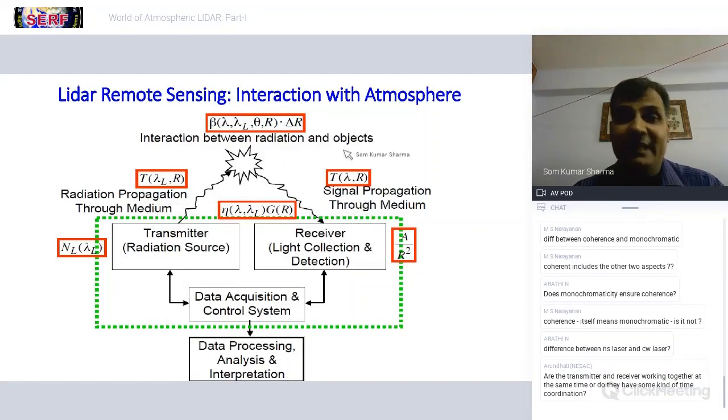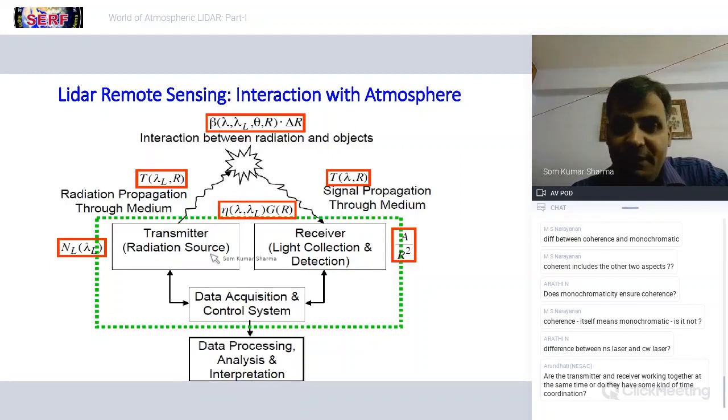So how is the science there? This is the property of the material available, or composition of the atmosphere: nitrogen, oxygen, aerosols. That beta is different. Scattering cross sections are basically related to absorption, reflection, or whatever process is related to the atmosphere. And then this is T. T means transmittance, and that depends upon wavelength and range. Range means this distance. When the radiation is transmitted, there are interactions. When the backscatter signal is coming back, again the signal propagates through the medium. So when transmitting, the signal propagates through the medium and interacts. When coming back, it also propagates through the medium, and it is received.